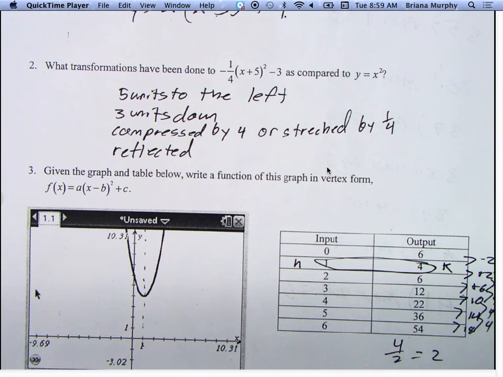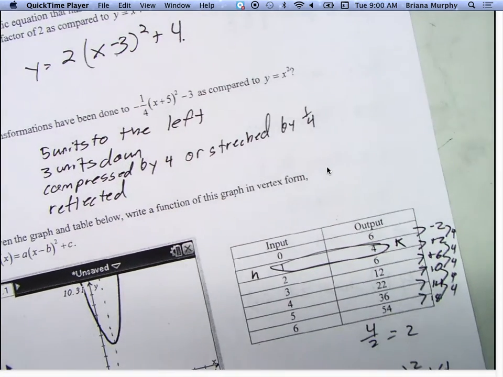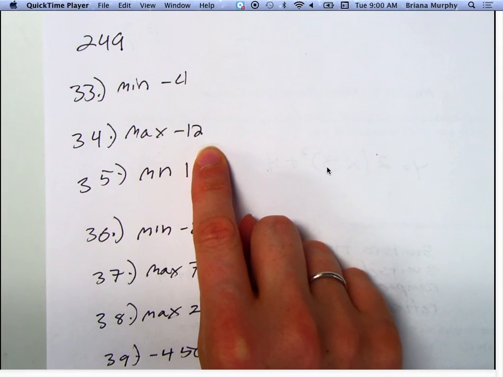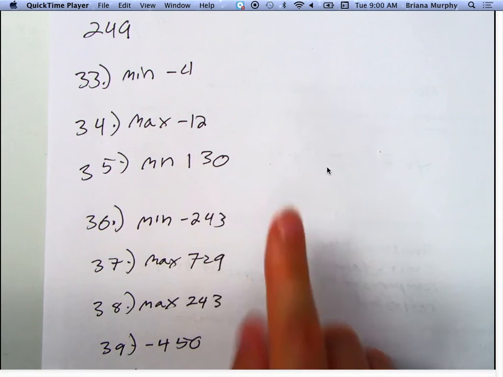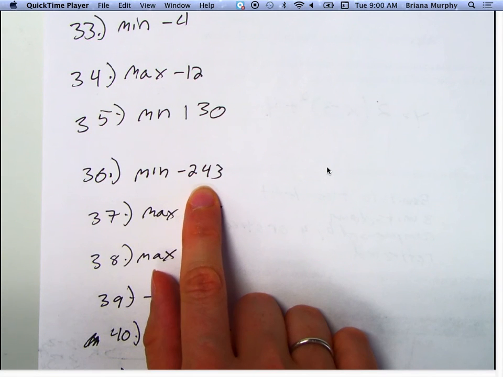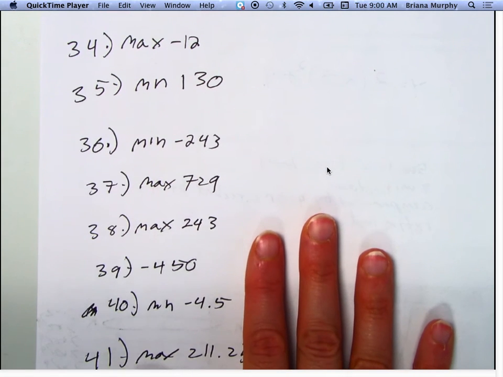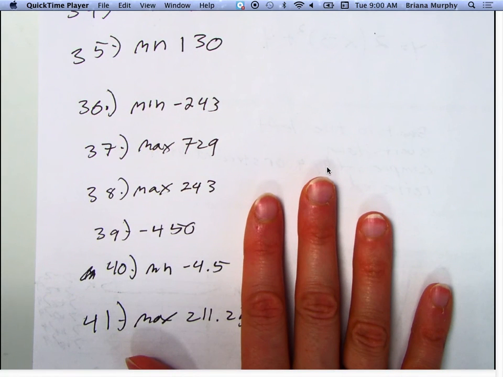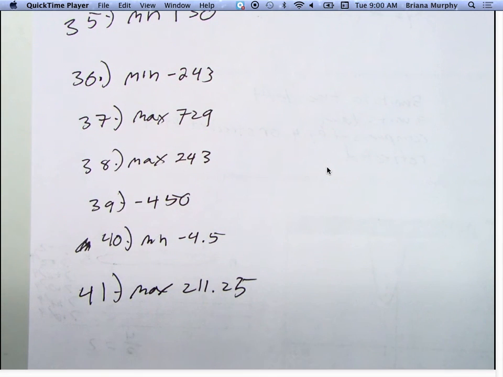Oh, yeah. Okay, we're going to quickly go over the answers on the back. I'm not going to spend a lot of time on them because min and max is not on your quiz. 33 is a min, -4. 34 is a max, -12. 35 is a min, 130. 36 is a min, -243. 37 is a max, 729. 38 is a max, 243. 39 is a min, -450. 40 is a min, -4.5. And 41 is a max, 211.25.